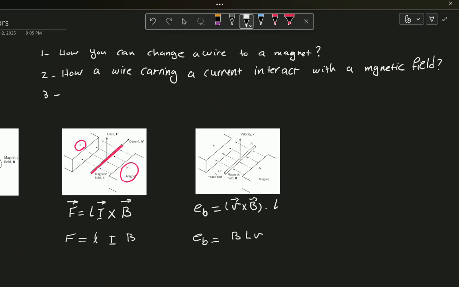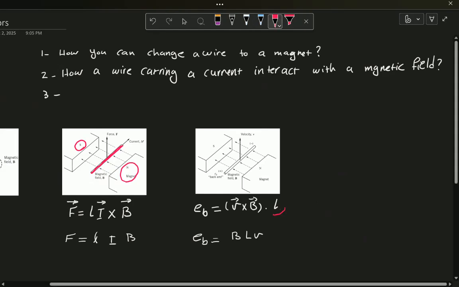Put your four fingers in the direction of the velocity, close them in the direction of the magnetic field. Your thumb should show the positive polarity of the battery when you project it on the wire. Yes, when you project it on the wire.